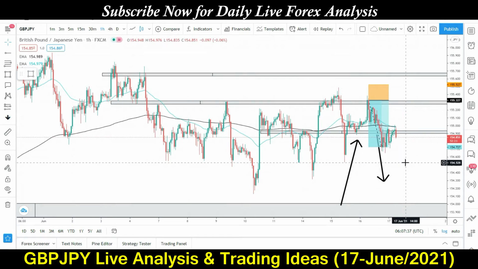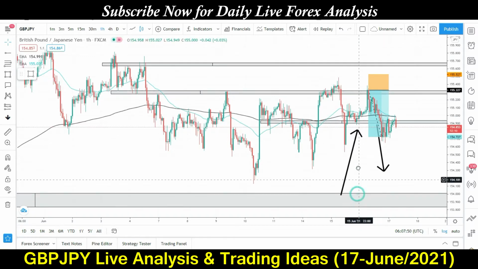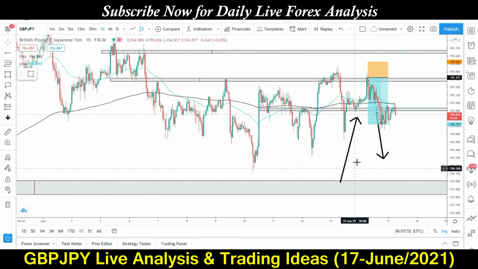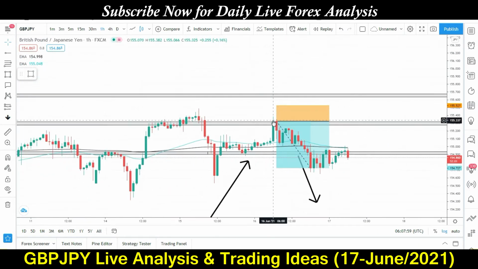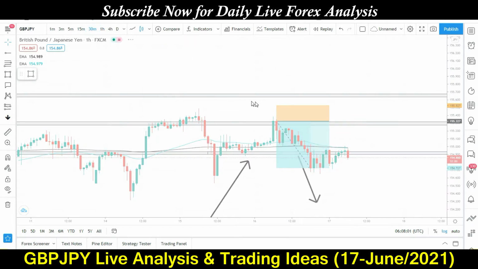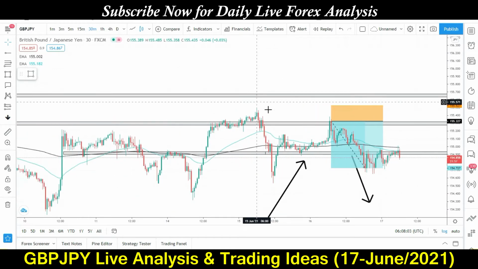In that video we did these analyses and we said that we will open a sell trade below this support level. Market was almost here when we said that we will open a sell trade below this support level, and here we have this demand area and we will open a buy trade in this demand area. But when market came to this resistance level, if we look at the M30 time frame, there was a supply area. This was the supply area.